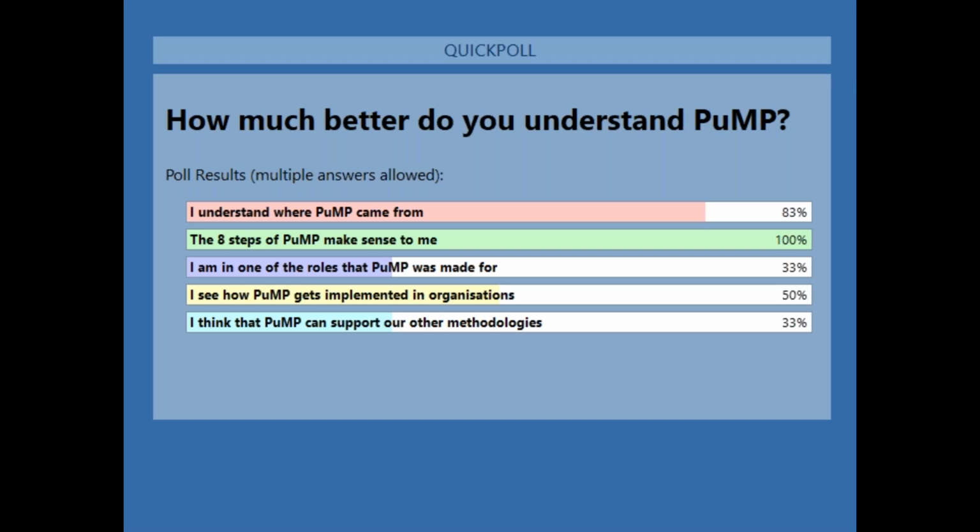A last minute vote came in, Pete, and changed the thing that I was concerned about and was going to ask. It seemed like only one person felt they were in a role that PuMP was meant to help, but that result's changed now. Pete, I'm glad to see that the 8 steps of PuMP are making sense to everybody. Is there any result there that sort of intrigues you?